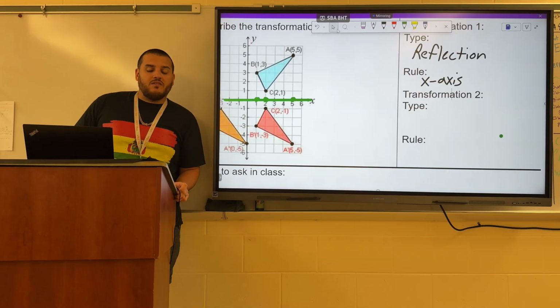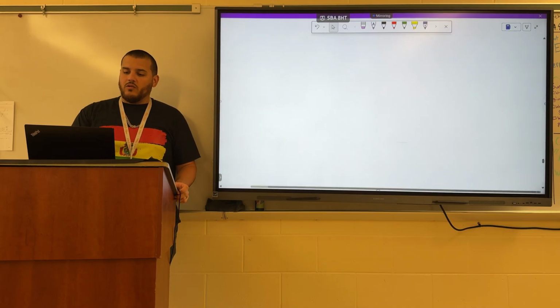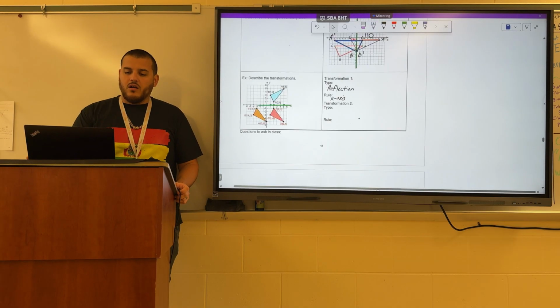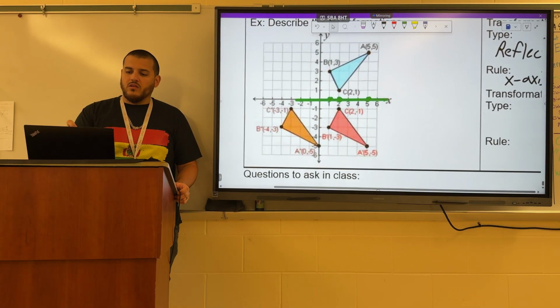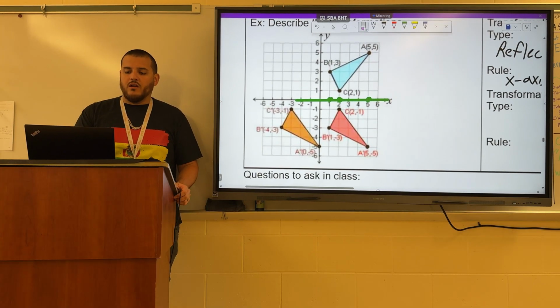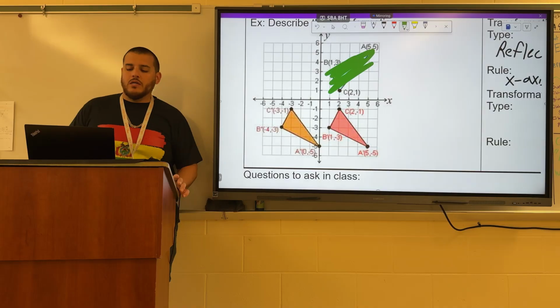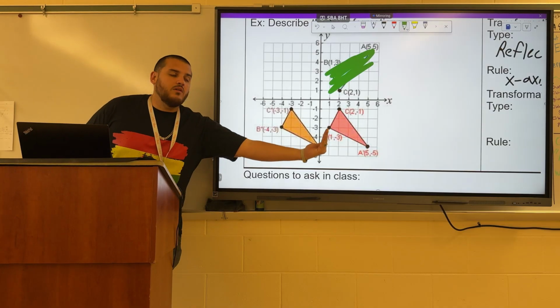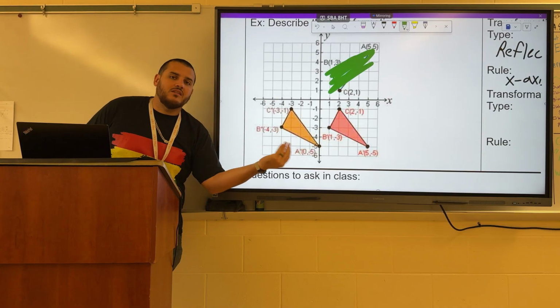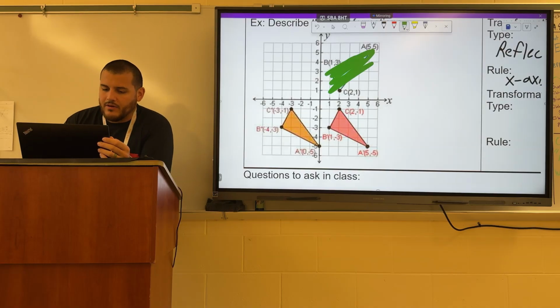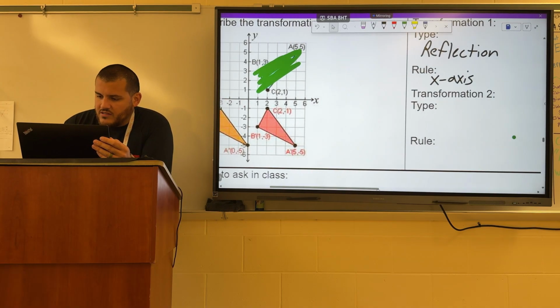Remember, once we've identified the first transformation, that original figure no longer matters. We are only looking at our newest figure to describe the next transformation. So pre-image now doesn't matter. We're now figuring out how we get from the red triangle to our brown triangle. And hopefully you recognize that's just a slide to the left. That's a translation, right? So the type of transformation here is a translation.